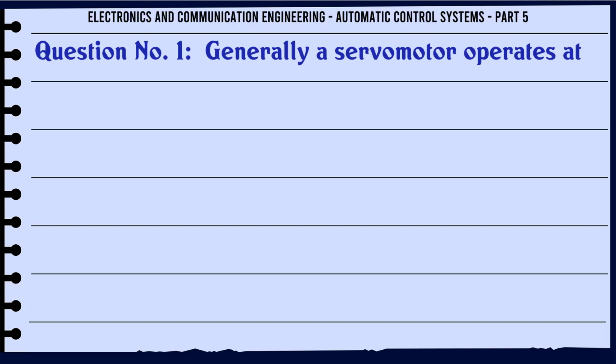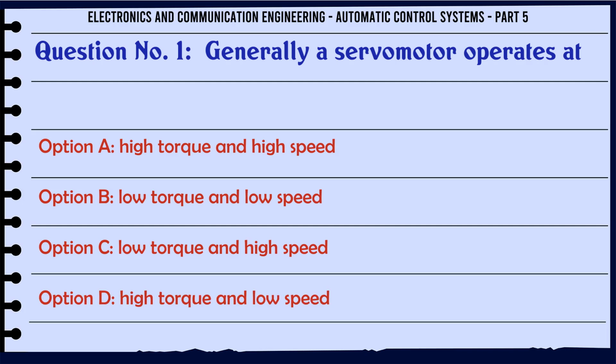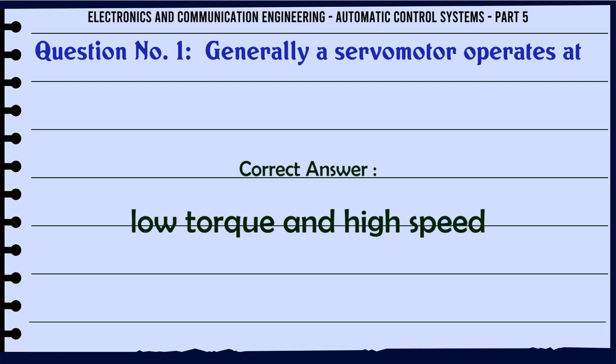Generally a servomotor operates at A. High torque and high speed, B. Low torque and low speed, C. Low torque and high speed, D. High torque and low speed. The correct answer is low torque and high speed.